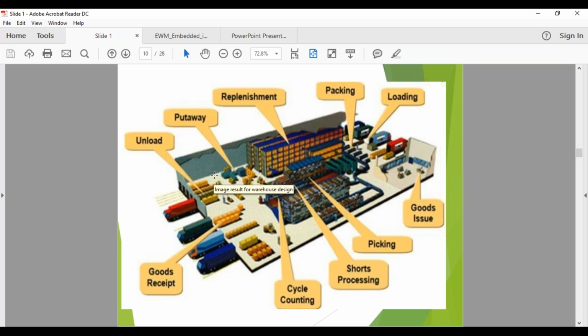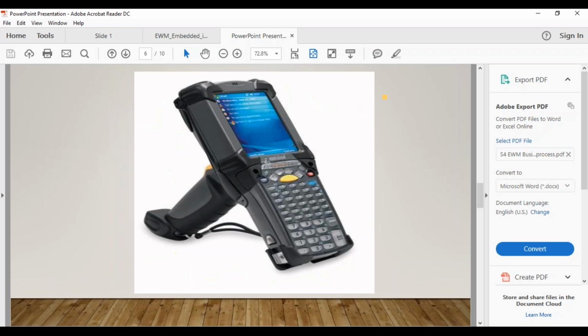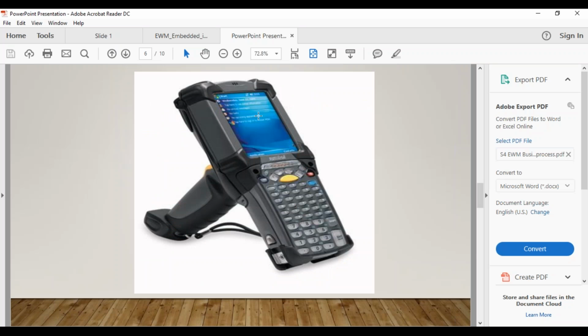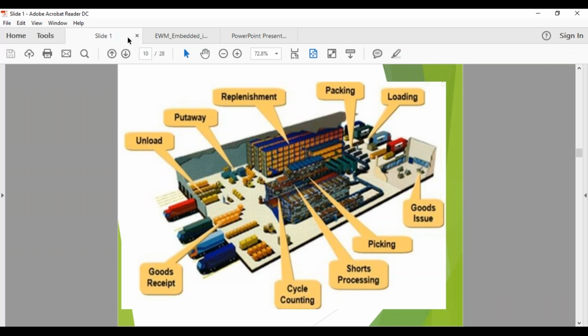Whenever there is a task, it will come to them on this RF device. For example, from the staging area, they have to pick this part from here and place it here. That task information will come to them here, then they'll reach the location, pick the part, place it here and confirm. That is RF, the technology which is used in the warehouse.